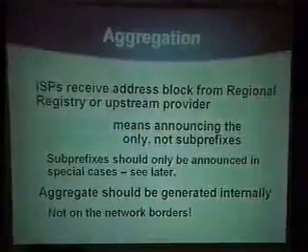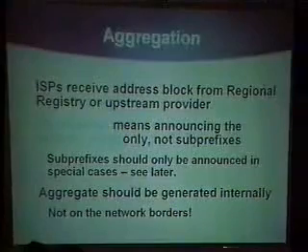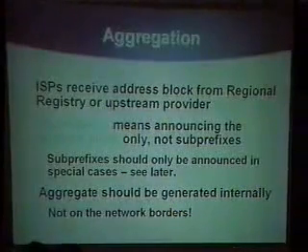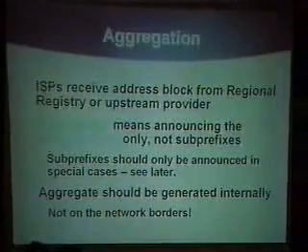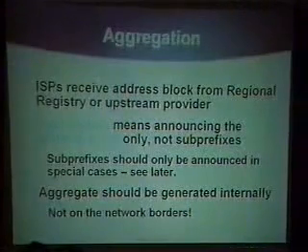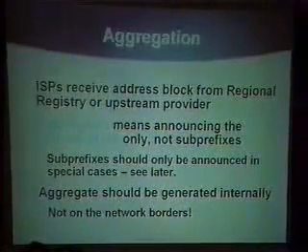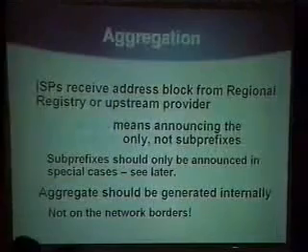Okay, aggregation. ISPs will receive an address block from a regional registry, ARIN, or an upstream provider. Aggregation means announcing the address block only, not sub-prefixes. Sub-prefixes should only really be announced in special cases. The special case that refers to is basically multi-homing, right? And even then, only judiciously.